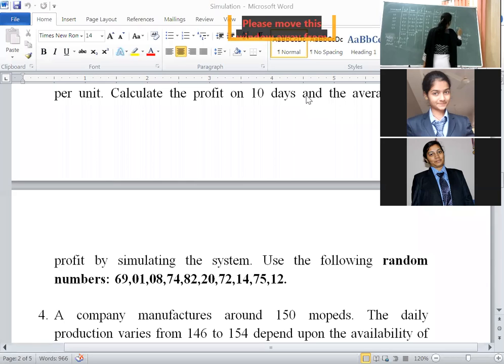Average daily profit. Here, how much did we get? 1,400 divided by the total number of days, which is 10. That means 140. The average profit per day is 140 rupees.